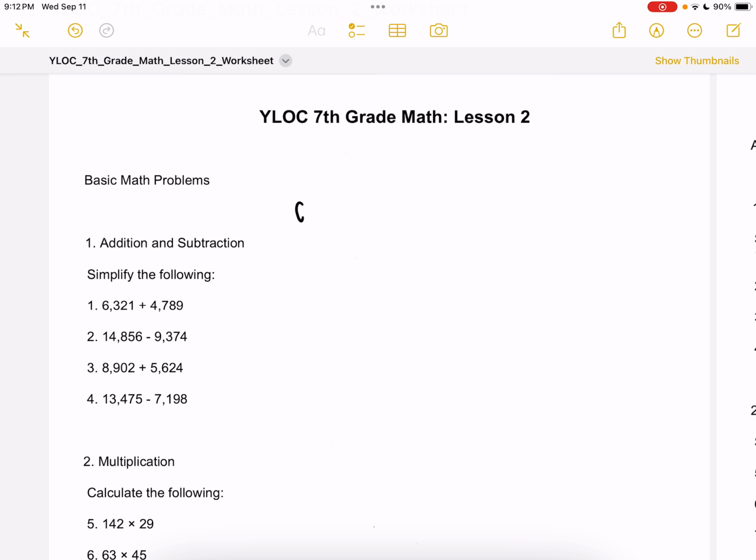The first problem is 6,321 plus 4,789. 1 plus 9 is 10, we would carry the 1. 1 plus 2 plus 8 is 11, we would carry the 1. 1 plus 3 plus 7 is 11, and we would carry the 1. And 1 plus 6 plus 4 is 11, which would give us a total answer of 11,110.